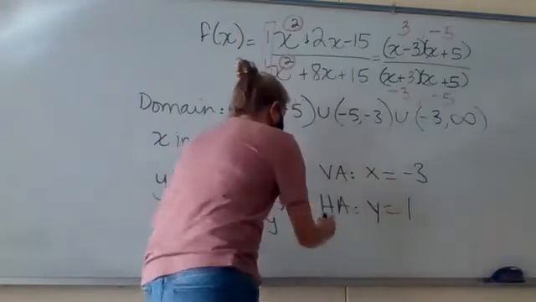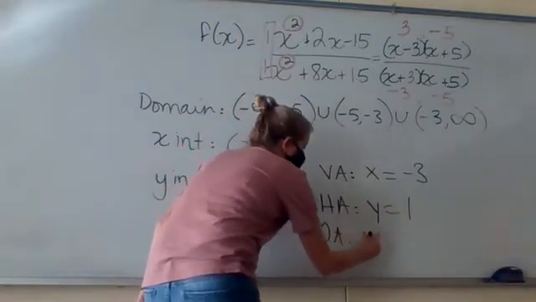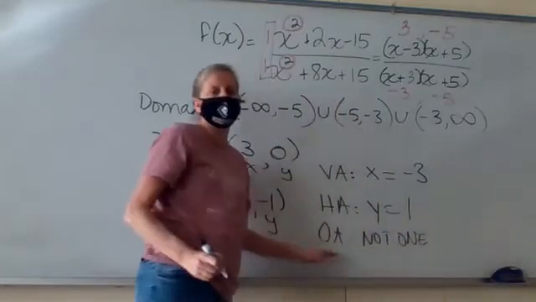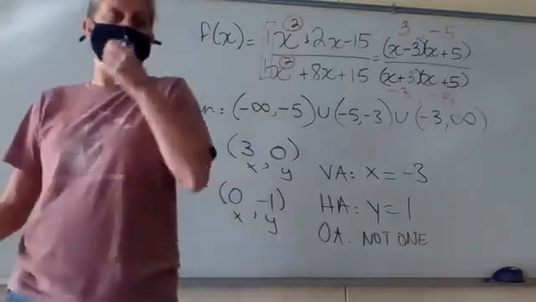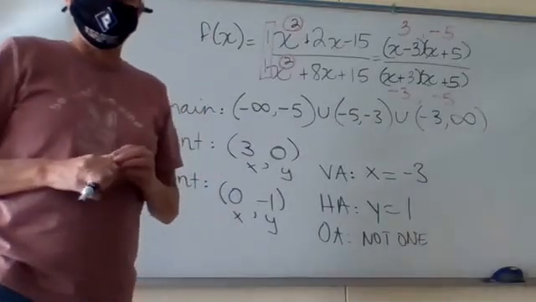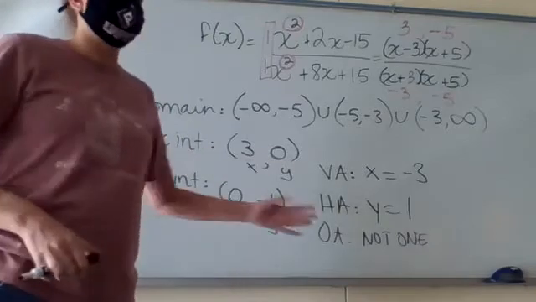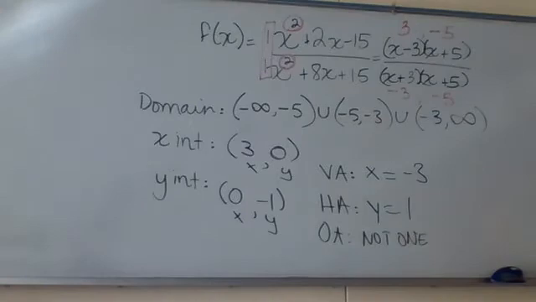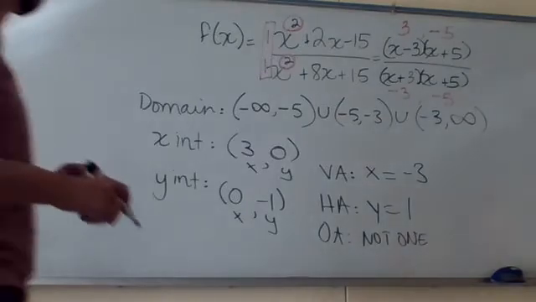Your oblique asymptote, there's not one. There's not ever going to be one on this test. There's never any oblique asymptotes. They always ask you about it on these problems. The answer is always, there's not one. Okay, if you have a horizontal asymptote, you're not going to have an oblique one. Okay, so looking at the graph, let's sketch what we know.